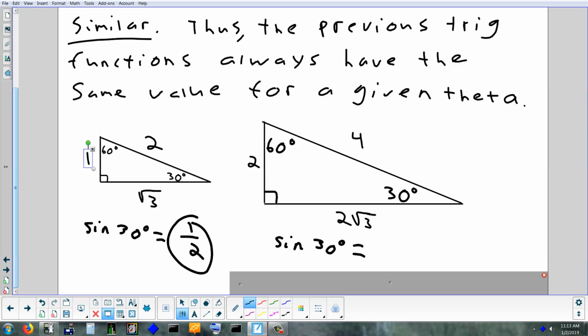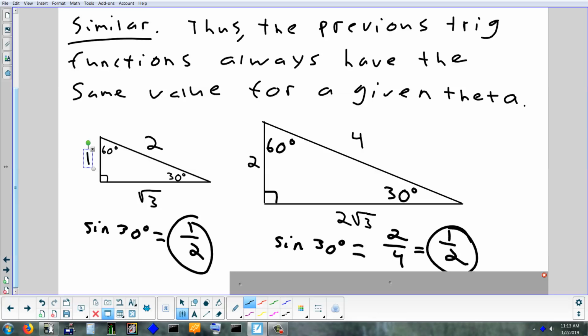Using the sides in the other triangle, what's the sine of 30 there? 2 over 2 root 3... Oh, would 2 be your opposite over tangent... 4. Sorry. Yeah, it would be 2 over 4. But 2 over 4 reduces to what? 1/2. So it's exactly the same thing.